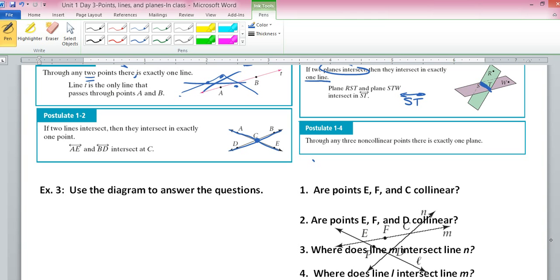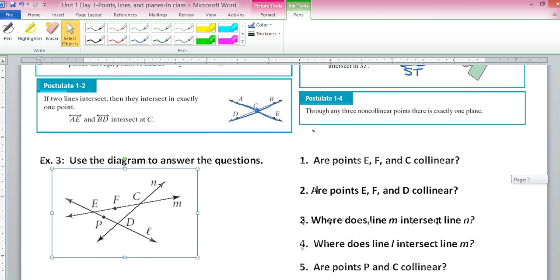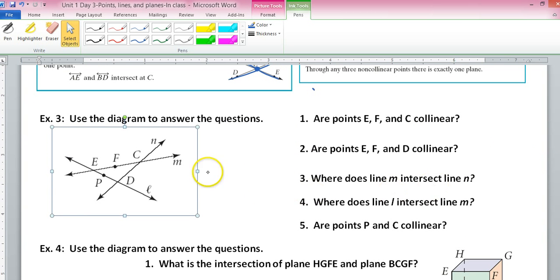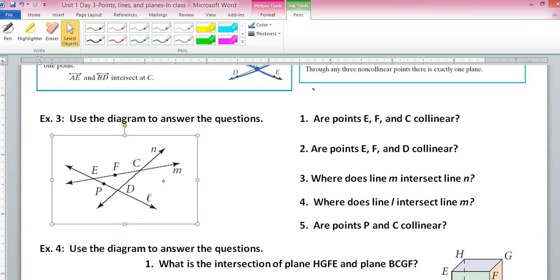Then, through any three non-collinear points, there's exactly one plane. When you look at 3 points, sometimes it's hard to imagine, but any 3 points will, 1, be coplanar, and 2, you will be able to draw one plane through them no matter what. I think 2 of the 3 are easy to understand. 1 and 4 can be a little confusing, but as we go through example after example after example, hopefully you'll understand it a little better.